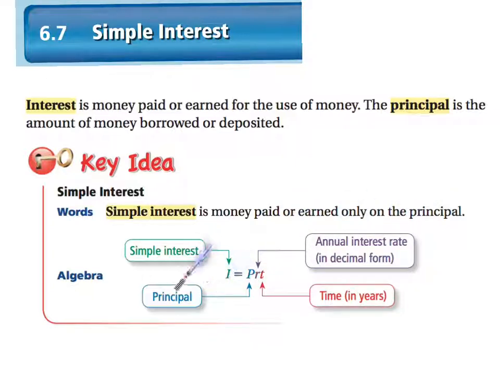So your formula is I equals PRT. I stands for the amount of interest, that's the simple interest. P is the principal. R is the annual interest rate, that's always written in decimal form. And T stands for time in years, notice, in years.